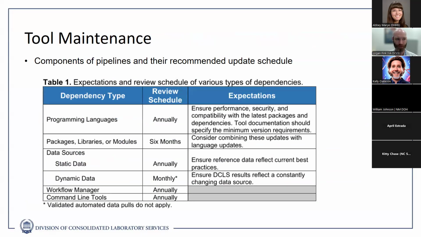This is the final section of the document, and this is one that I think is probably going to continue to go through some iterations. It covers the components of pipelines and the recommended updating schedule. We're trying to come up with a minimum schedule for updating and looking at when things need to be updated. We have some of these different things: programming languages, packages and libraries or modules, data sources, workflow managers, and command line tools.